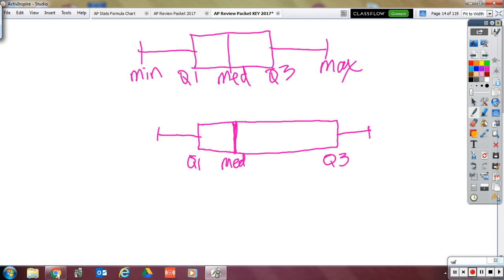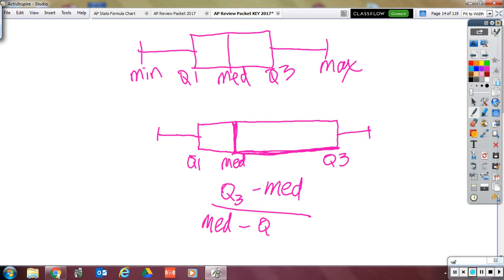Okay? So in this case, let's talk about that formula. I would be saying that this Q3 minus the median is bigger than what? Median minus Q1. So I'm saying Q3 minus median, this distance here, is bigger than this distance here. So that ratio is greater than 1. So there's a formula.